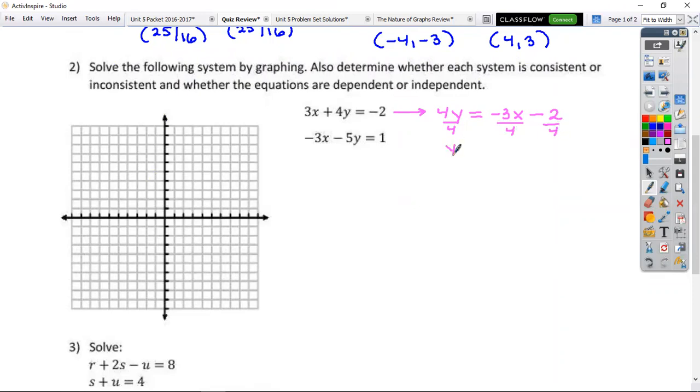So I get y is equal to, and I'm going to write it up here just like you're going to type it in the calculator. So I'm going to go parentheses -3 divided by 4x, and then -2/4, or if you'd like, you can reduce it. It's up to you. Now you're going to type this right into your graphing calculator and go right to the table.